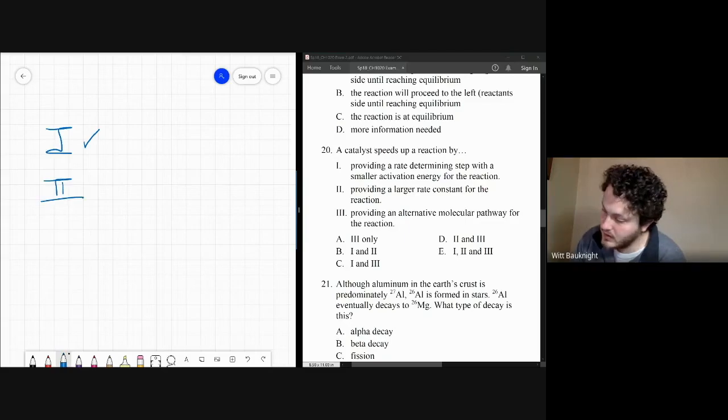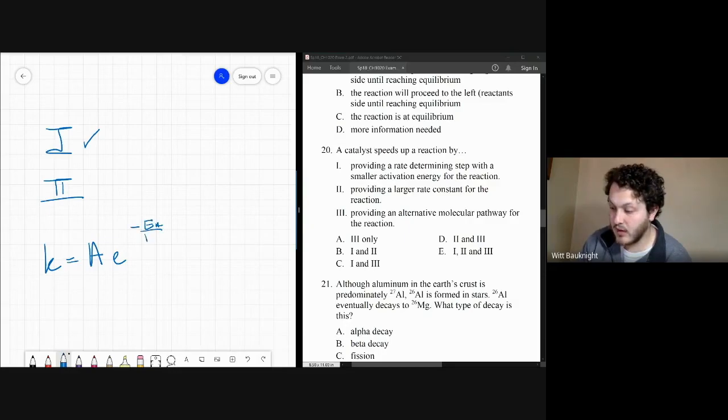Number 2, is it going to provide a larger rate constant for the reaction? Well, we know rate constant is equal to A e to the negative EA over RT. So if we put in a catalyst, we're decreasing the activation energy, which shoots K up. So we know statement number 2 is correct.